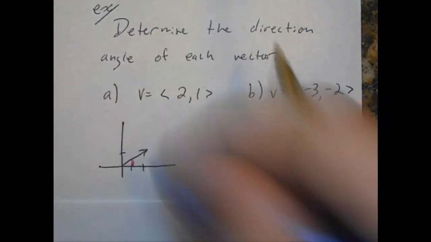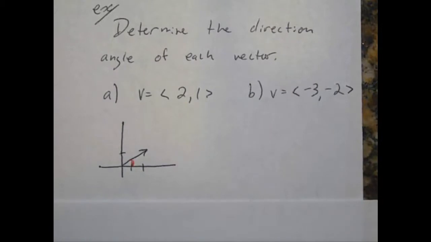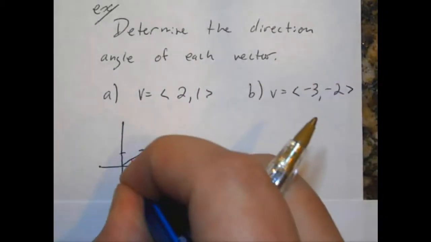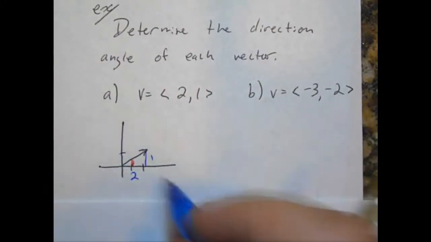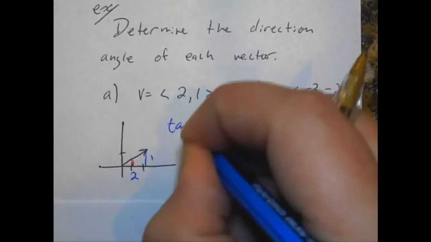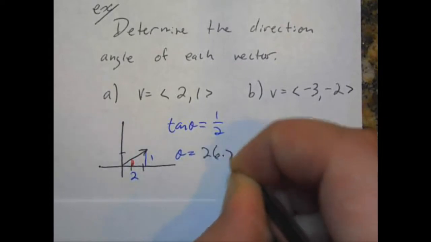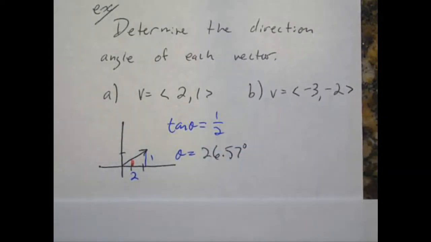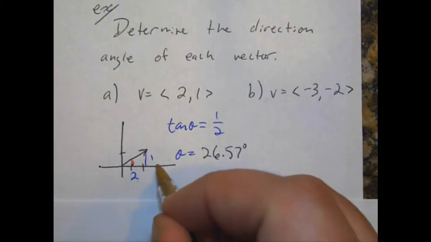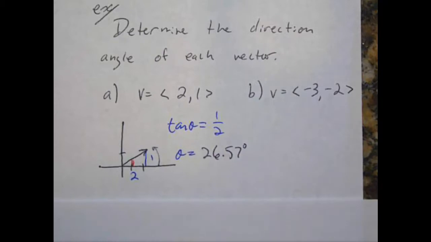If I do a triangle, this went over 2 and up 1. I have the opposite and the adjacent side, so I can use tangent: the tangent of the angle is opposite over adjacent. I can figure out that the angle is 26 point something. I'm trying to type it in my calculator. Yes, it's 26.57 degrees. There's nothing really more to do there, because that is starting from 0 degrees and going to 26.57 degrees. So that is our direction.